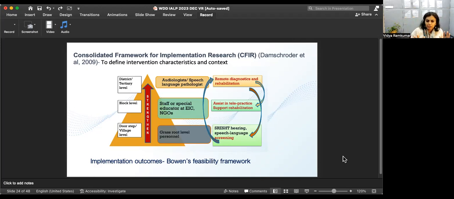Now, this was the broad model. We did not exactly say where, who, how, because we wanted that to emerge from a situation analysis that we ran in these districts before we froze the model. So we wanted to do sufficient stakeholder engagement before finalizing the model. And I'll show you how we did that. And this time we used a consolidated framework for implementation research to understand the intervention characteristics and context in a more scientific manner. And we also chose the Bowen's feasibility framework to understand the outcomes of our implementation within the government public health system.